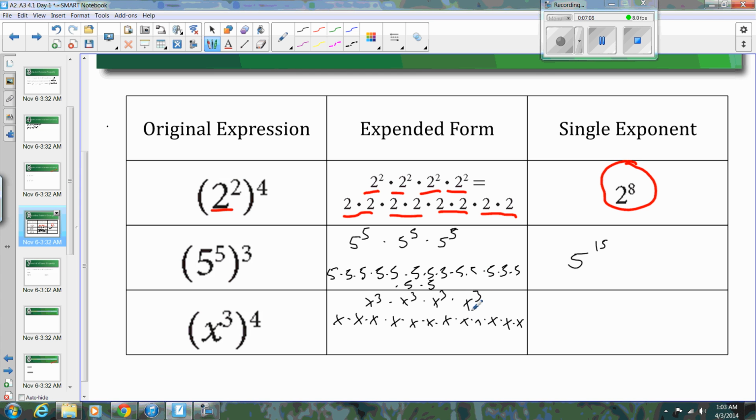X quantity cubed. How many total x's are there here? Well, that is definitely an x. How many total x's are there here? X to the 12th power.